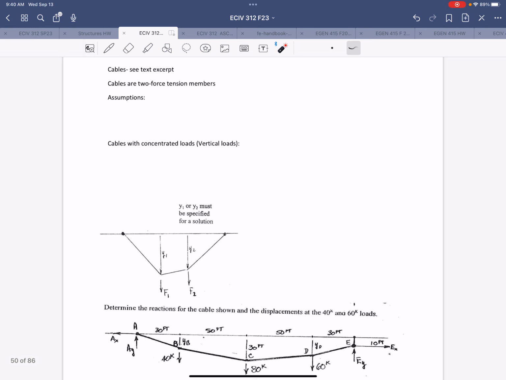So, of course, cables are two-force tension members. The assumptions we make include that the cable segments carry no moment, shear, or compression. We also assume that they cannot stretch, all right? So that's what I was talking about earlier. We assume that the axial deflections are negligible. And we assume that the self-weight is negligible.